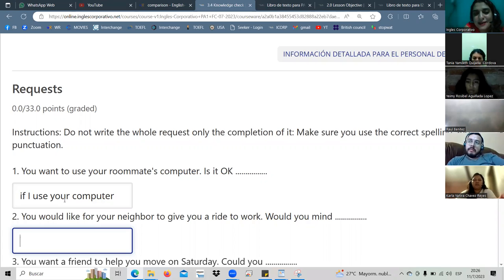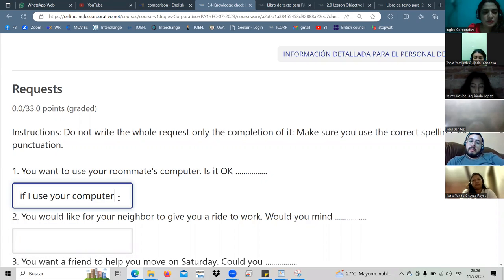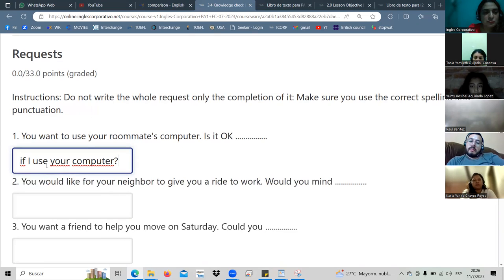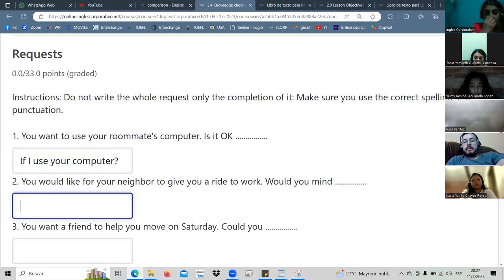Remember, we are just checking if the answers are correct. And yeah, the punctuation should be necessary. Even the letter I is not a capital letter. But remember, guys, in English we always have to put I as a capital letter.